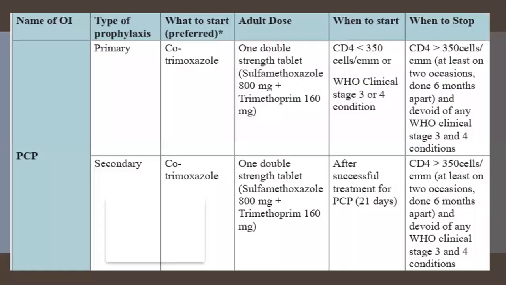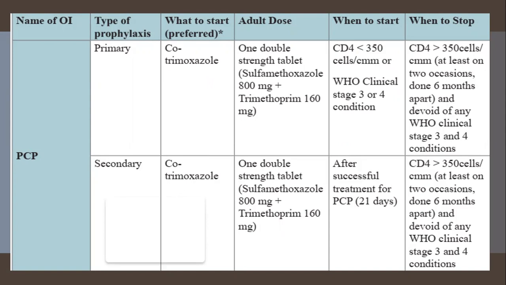So this is what I was telling about the Pneumocystis prophylaxis. We call it primary prophylaxis when the infection has not occurred and we are giving the drug to prevent the infection. The dose will be 1 double strength tablet OD. Right, 1 double strength tablet per day. Secondary prophylaxis is when the patient has already got the infection and we are giving it continuously.